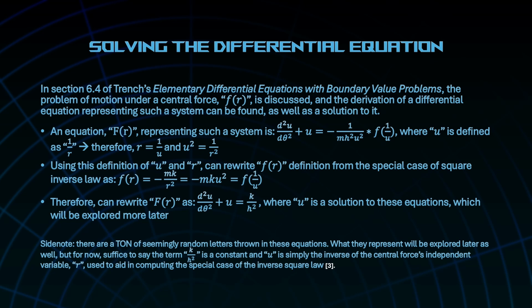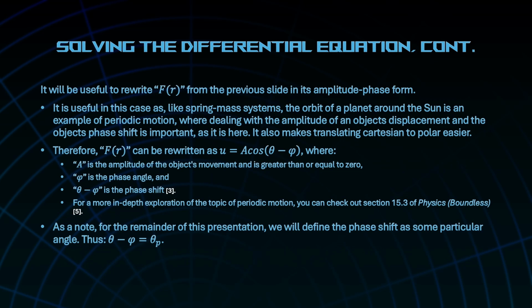To be brief, we'll be using a definition, u, to aid in computing the special case of the inverse square law, resulting in a second-order differential equation, which we will call big F of r, which is equal to the second derivative of u with respect to theta, plus the quantity u, which is also equal to some constant k over h squared. As big F of r models a type of periodic motion, it is useful to write it in amplitude phase form, where its phase shift, the quantity theta minus phi, will be referred to as some particular angle theta sub p for the remainder of this presentation.